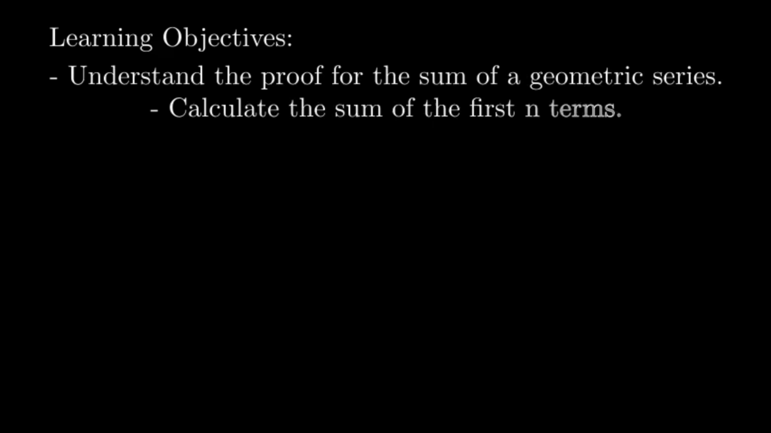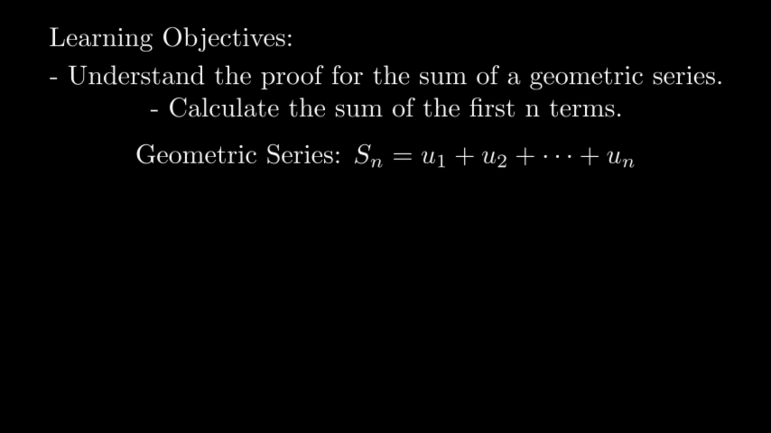In this scene, we have two objectives. First, to understand the proof for the sum of a geometric series, and second, to use the resulting formula to calculate that sum. When we add the terms of a sequence, we call it a series. The sum of the first n terms of a geometric sequence is called a geometric series, and we denote it as S sub n. So S sub n is the sum of the first n terms.